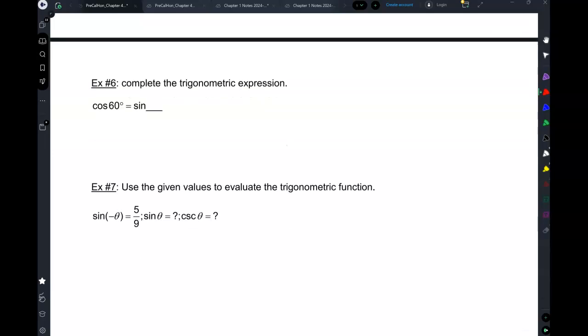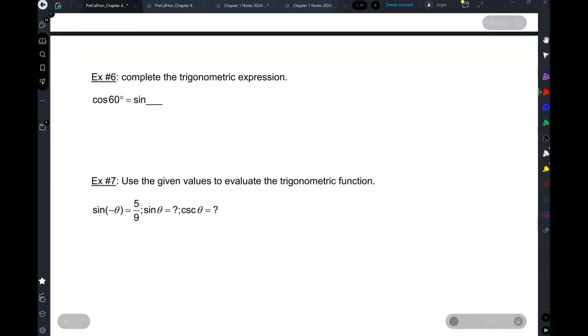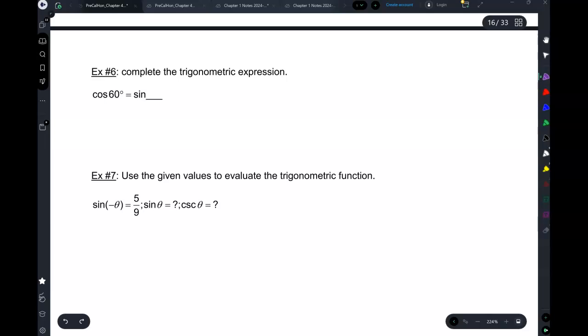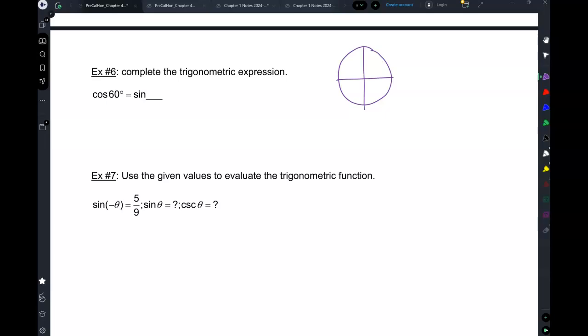Okay. Cosine of 60 is equal to sine of what? I think you had one of this on the homework, right? It slipped by. So cosine of 60, on the unit circle, it's this little side, a half. So now sine of what angle is a half? That's 30 degrees. Okay.